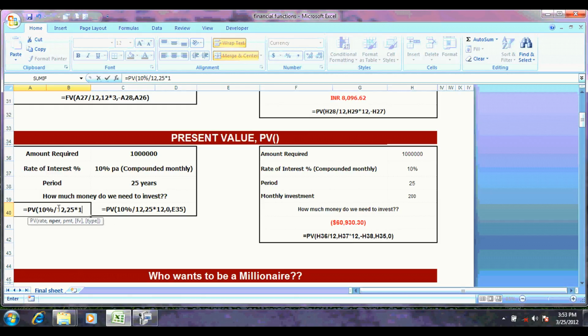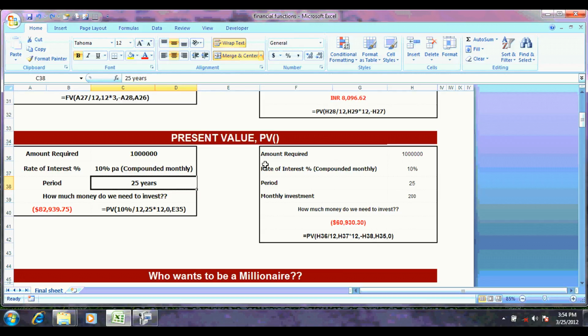25 into 12. Whenever you're doing monthly compounding, you need to multiply the number of years into 12. And if you want quarterly compounding, this should be divided by 4, and 4 into the number of years. Fine. Now, if there's no payment, future value is this. Close the brackets, let's enter. So 82939.